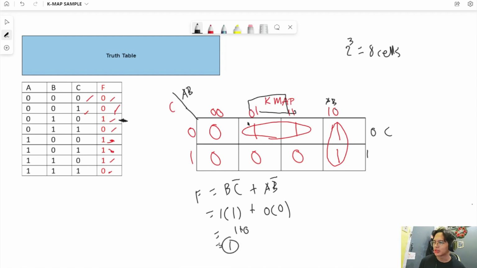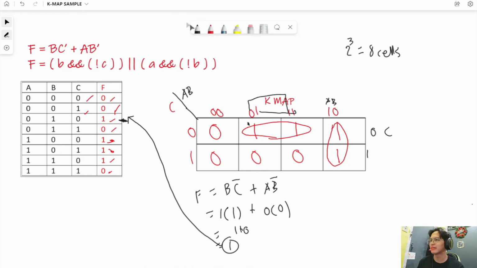So para ma-check natin, tama ba ang functional value niya, which is 1 and 1. So na-confirm natin na tama yung function na to kasi yung functional value niya is same dito sa na-check natin. So to check that, tignan natin. So ayan, tama nga yung nagawa natin. We have function is equals to B, C prime plus A, B prime. So the next stage or the next process is to transfer this K-map into circuit diagram.